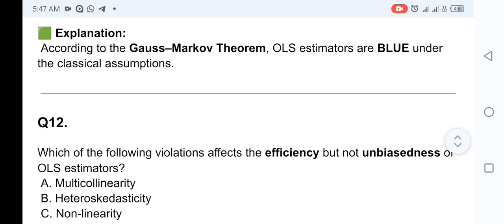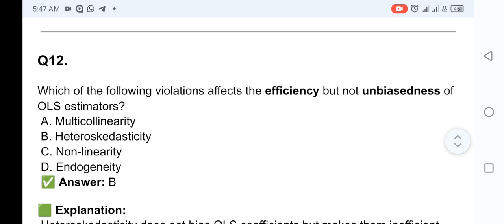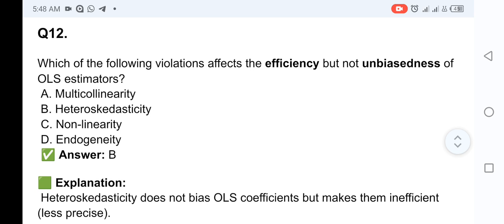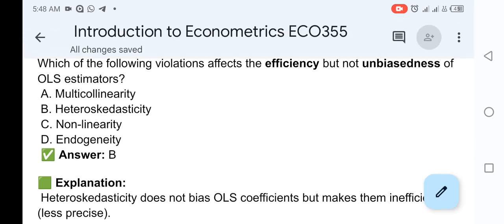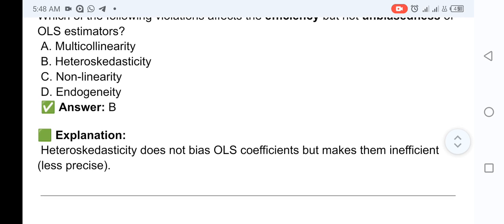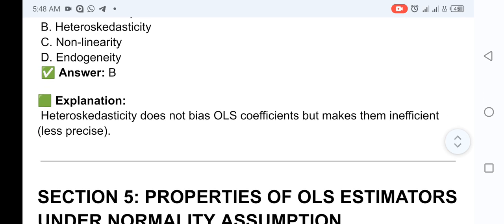Q12. Which of the following violations affects the efficiency but not unbiasedness of OLS estimators? A. Multicollinearity. B. Heteroskedasticity. C. Nonlinearity. D. Endogeneity. Answer: B. Explanation: Heteroskedasticity does not bias OLS coefficients but makes them inefficient, less precise.